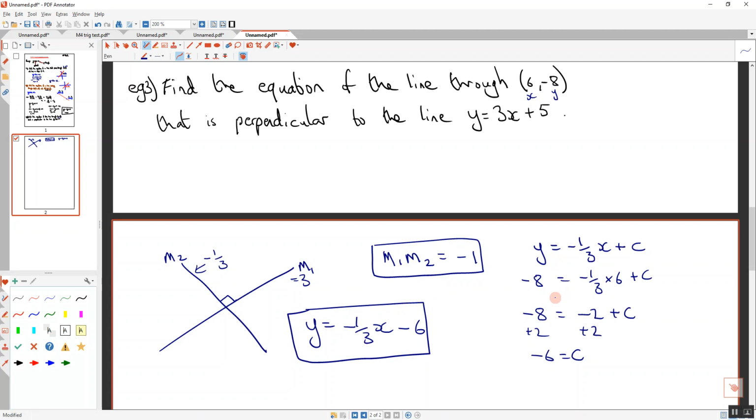Any questions? Would you lose marks if you wrote it as plus negative 6? No, you wouldn't. It's the same thing. All right, any questions?